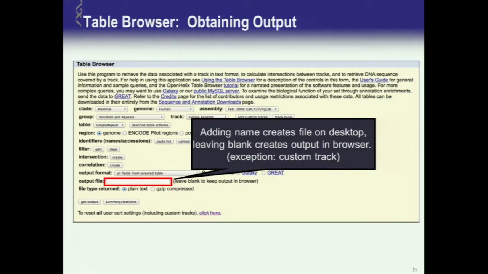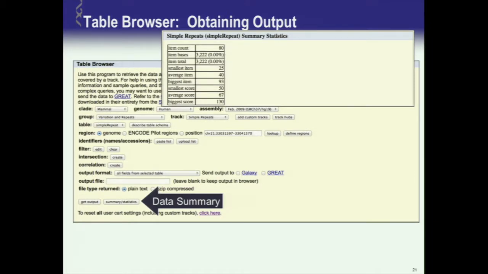And then you choose, do you want that to display in the browser window? Bear in mind, we just said we want to download a million lines. That's going to take a little bit to display all that in your browser. It will be downloading for a couple of minutes. Might not want to do that. In which case, rather than leaving this blank, you might put an entry in here and say, I want to download it as a text file and call it simple repeats, whole genome, HG19 or something.